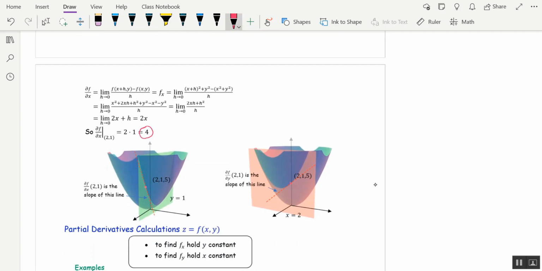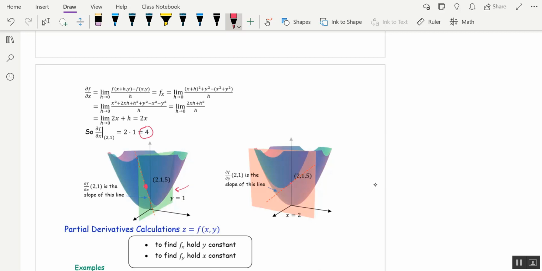If we look at the point (2, 1), the partial derivative with respect to x, what we're doing is holding y constant at 1. So y equals 1, that's a plane, and we're intersecting the surface with that plane, and we get a curve, and right there is the point (2, 1, 5). The z-coordinate is 5 when x is 2 and y is 1, and the slope of this dotted line here that you see is 4.